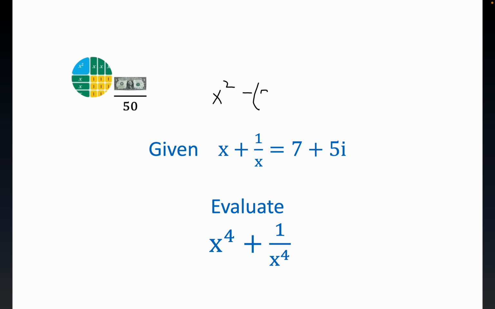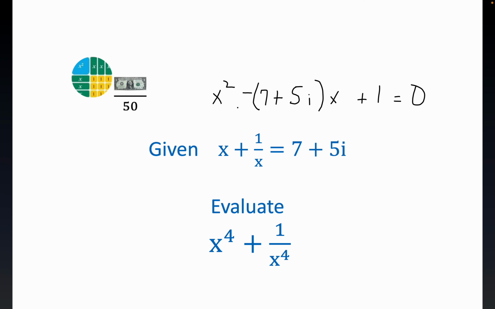quadratic: x squared minus the quantity 7 plus 5i times x, and then plus 1 equal to 0. So you could use the quadratic formula, I suppose, to try to solve this and get your complex solutions. And let me make sure I did this right. X times this, then x times this brings it over, and then x times 1 over x is certainly just 1. So I think that's right.